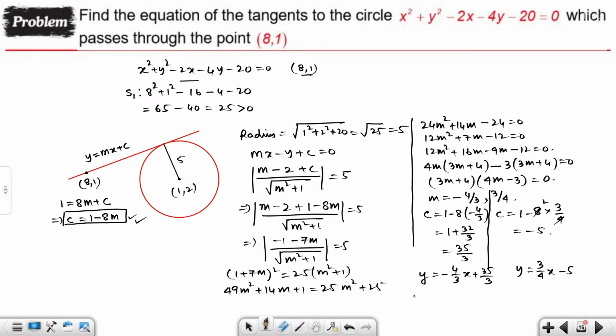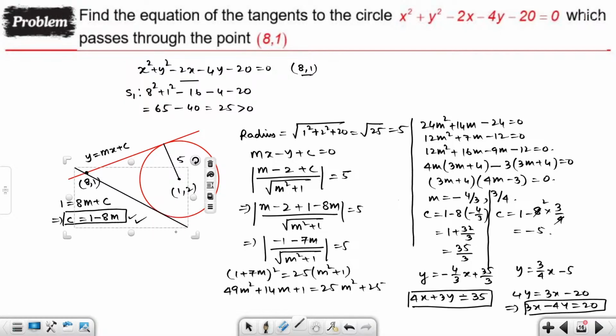Hence, the equation of the tangents are this or, okay. So we can write this thing as 3x minus 4y equals to 20. So these are the two equations of the tangents to this circle from the point 8, 1. Now it's very easy to understand that from any point outside the circle, you are going to have two tangents. Yes or no? That is why we are getting the equation of two tangents here. Is it clear to all?